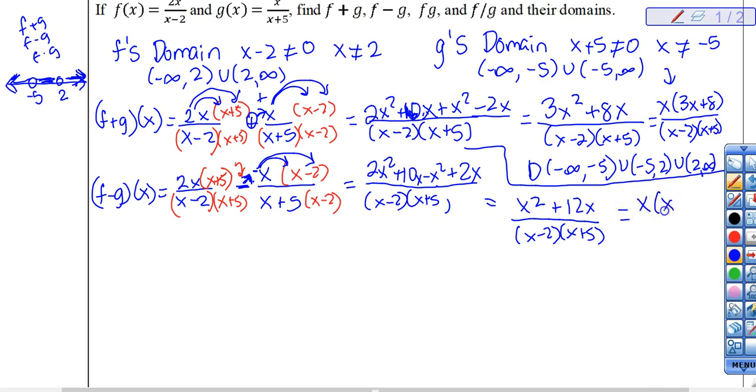So we factor out our numerator, and we look to see if we can simplify. What do you think? Nope. Did our domain change? Same domain restrictions, right? So your domain, negative infinity to negative 5, union, negative 5 to 2, union 2 to infinity. Keep those unions open.